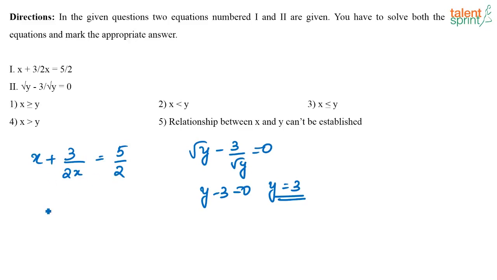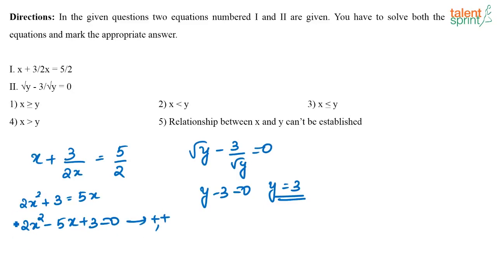Now here, what will this equation become? It will become 2x squared plus 3, multiplying 2x here, plus 3 is equal to 5x. Or I can say 2x squared minus 5x plus 3 is equal to 0. Now when I know this is going to be the equation, 2x squared minus 5x plus 3 is equal to 0, I know both the roots that I'm going to get are going to be positive.